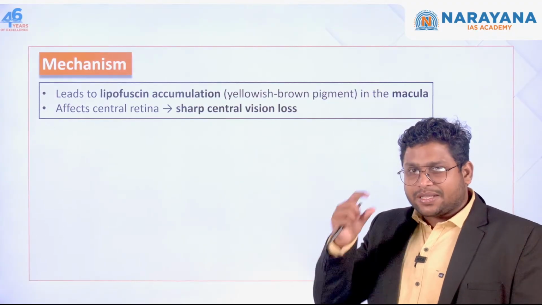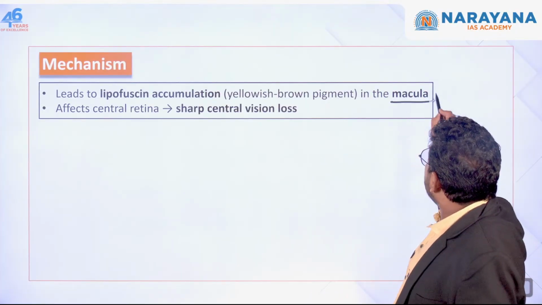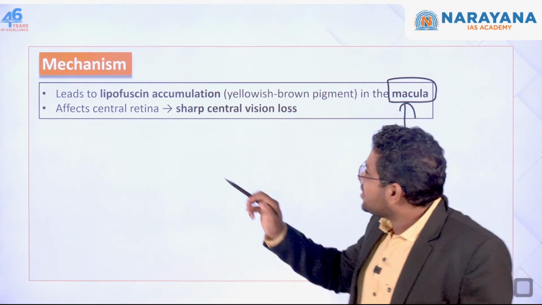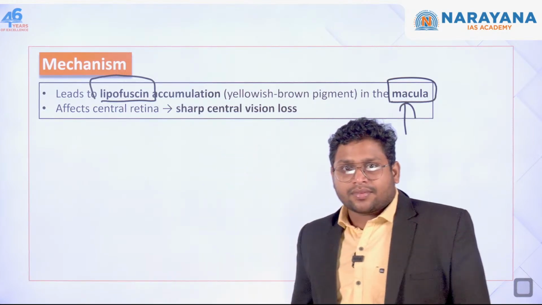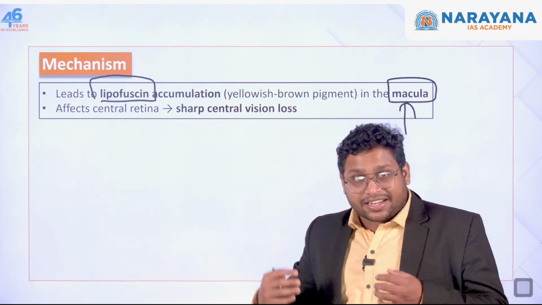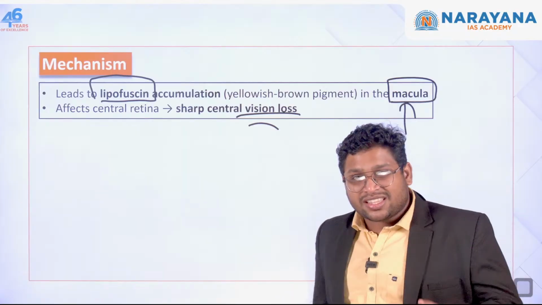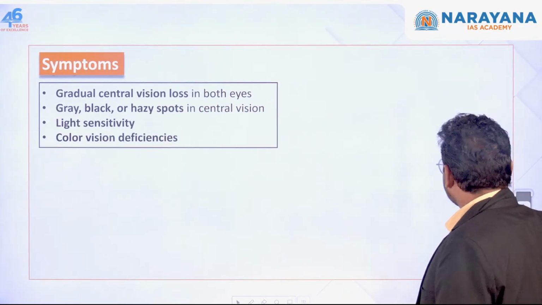What specifically happens in your eyes? You have something called the retina, right? In that retina, there is something called the macula. Now, this protein, lipofuscin, gets accumulated at the central part of the retina. When this gets accumulated over here, the person is not able to see things very clearly. So there is vision loss in this particular case.